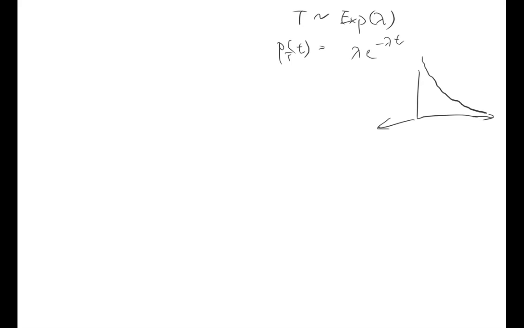Let's say T is a random variable that is exponentially distributed with lambda. For the exponential distribution, the PDF p(t) is given by lambda times exponential of minus lambda t. If you remember, the exponential distribution decays like that. The variable can only be positive, so on the negative side there's nothing there. The PDF looks something like that.